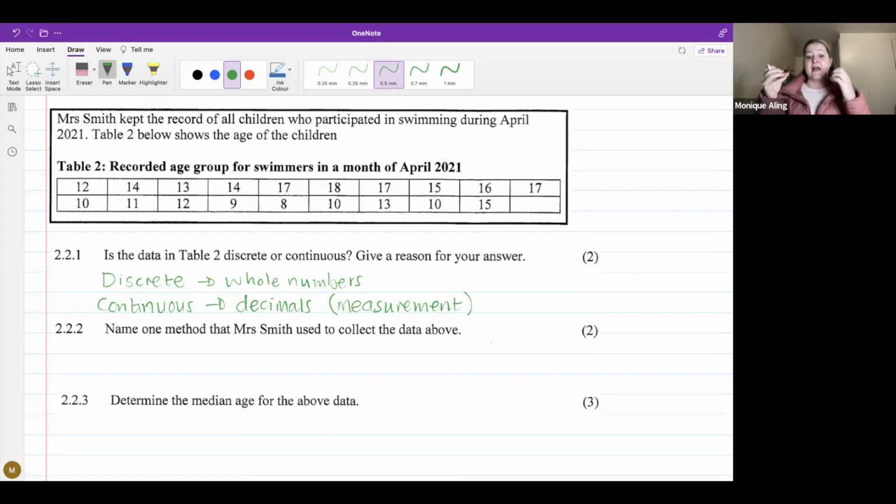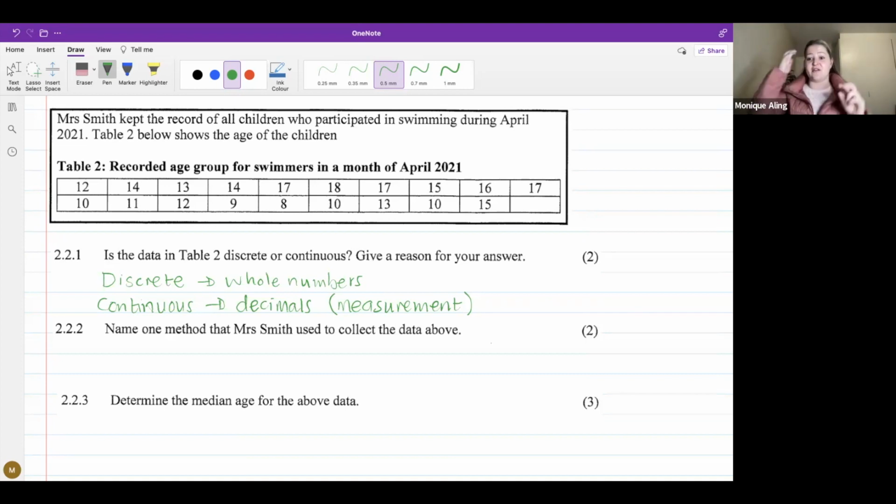However, that type of measurement can have decimals. So it's a bit tricky when it comes to age, because age is continuous because it's measuring someone's age. However, the data in the table only has whole numbers.